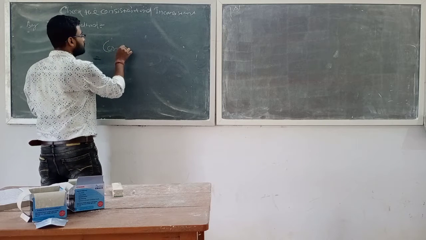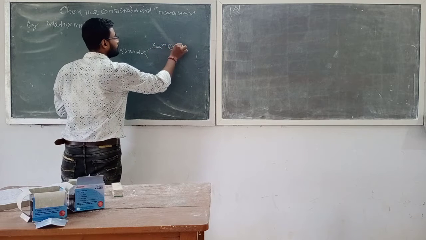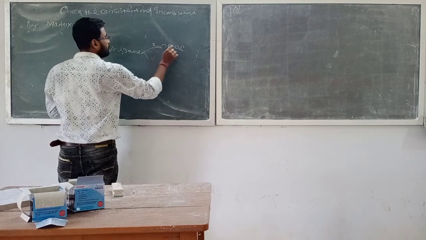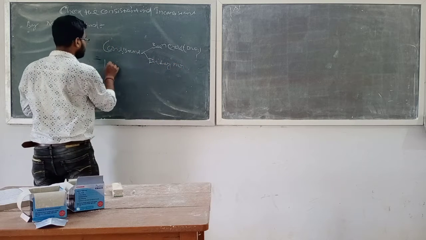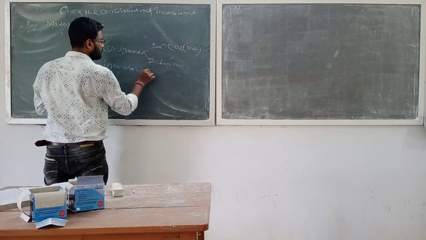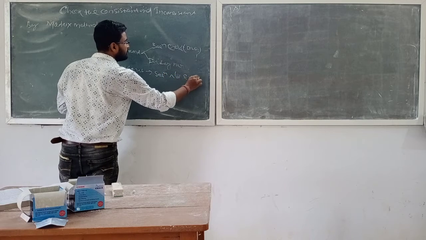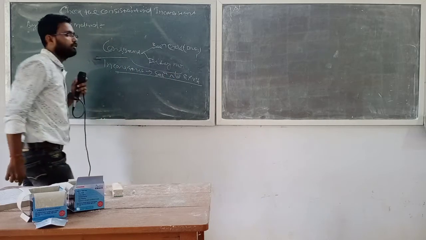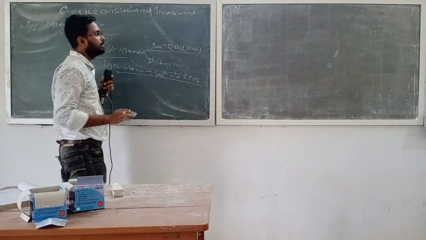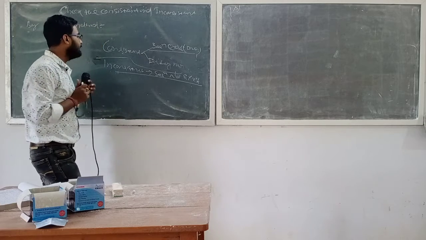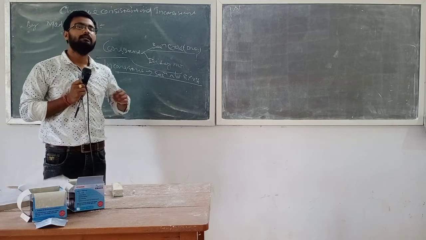A system is consistent if a solution exists, either a unique solution or finitely many solutions. It is inconsistent if no solution exists. Consistent means the solution must exist, finite or finitely many. Inconsistent means there is no solution of the system of linear equations.